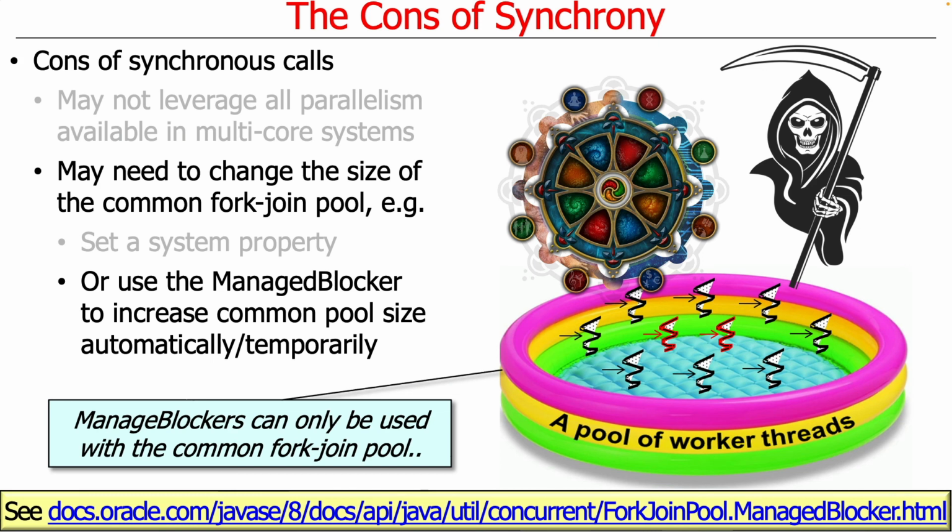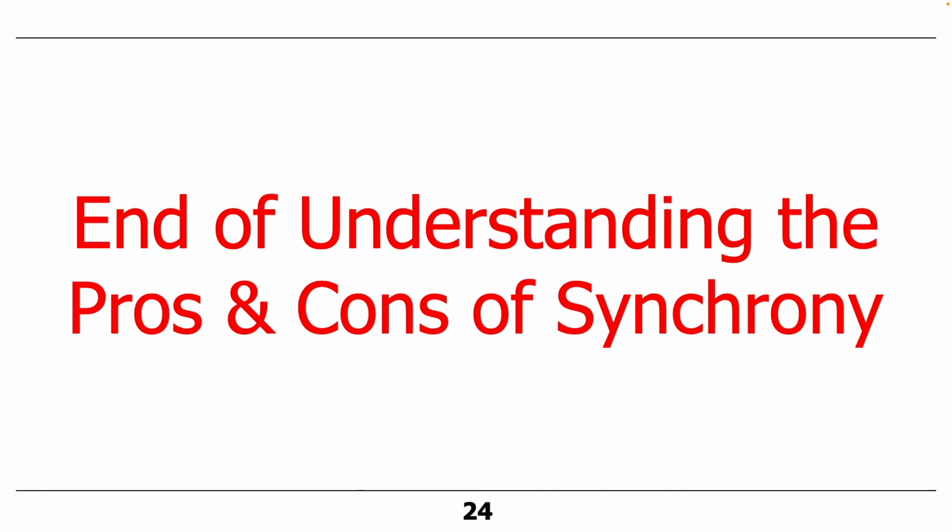It's not that hard, but it's a little bit crufty if you're not well-versed in writing wrappers and things that encapsulate complexity. And a managed blocker can only be used with the common fork join pool. You can't use it with other kinds of pools. So that's the end of a quick overview of the pros and cons of synchrony.